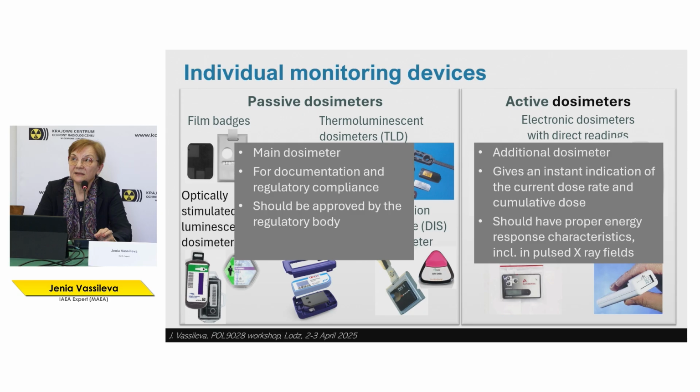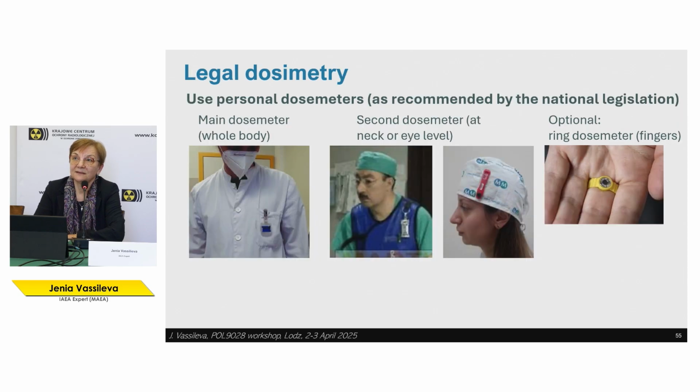Active dosimeters, electronic dosimeters, have direct reading. They are very useful, but they are usually additional dosimeters because they give an instant indication of the current dose. And it's very important when choosing such a dosimeter, especially for interventional radiology. Not all electronic dosimeters are appropriate because many of them do not have a proper energy response and a proper response to the pulsed fluoroscopy fields that we have in interventional. So they should be carefully selected.